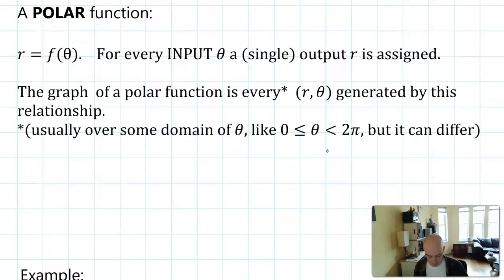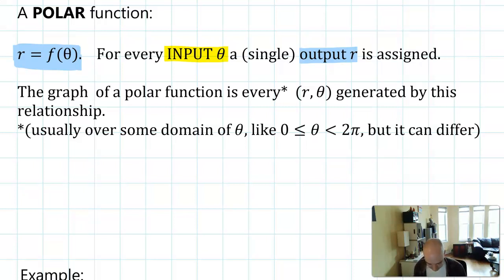A polar function works in a similar way. For every input theta, so it's important that the thetas, the angles, are the inputs, a single output r is assigned. So we write that r is equal to f of theta. The graph of a polar function is every r comma theta that's generated by this relationship. So we have a whole set of different inputs theta, and we have a set of outputs r.